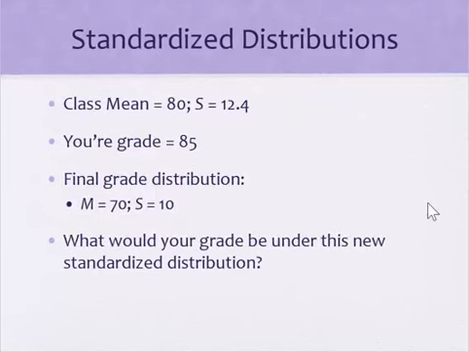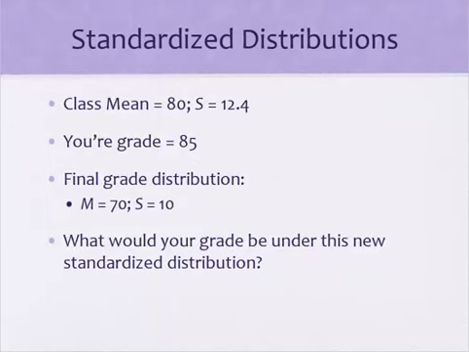So what I'm talking about here is let's pretend this is the grades at the end of the year. And the mean grade for everybody at the end of the year was 80, so a B minus, with a standard deviation of 12.4. Well, let's say you did a bit better than that. You got an 85, which is a solid B. That's your final grade for the end of the year. Well, let's say I wanted to fit everything under a curve.